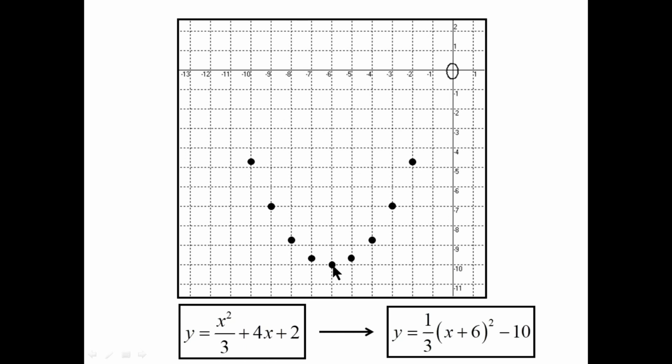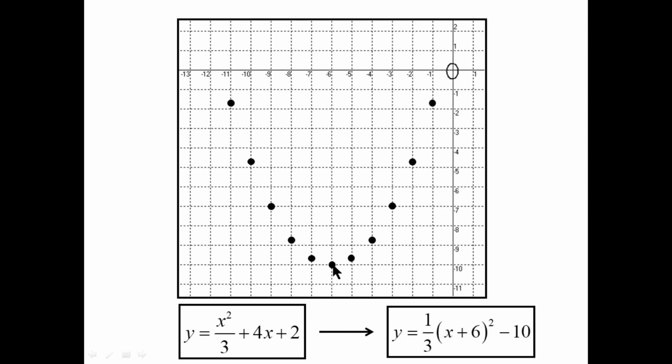Back to the vertex, over 5. 1, 2, 3, 4, 5. Up 5 squared times 1/3. So that's 25/3. Well, 24/3 is 8, so 8 1/3. 1, 2, 3, 4, 5, 6, 7, 8 1/3. So a point goes there. And by symmetry, one goes here.